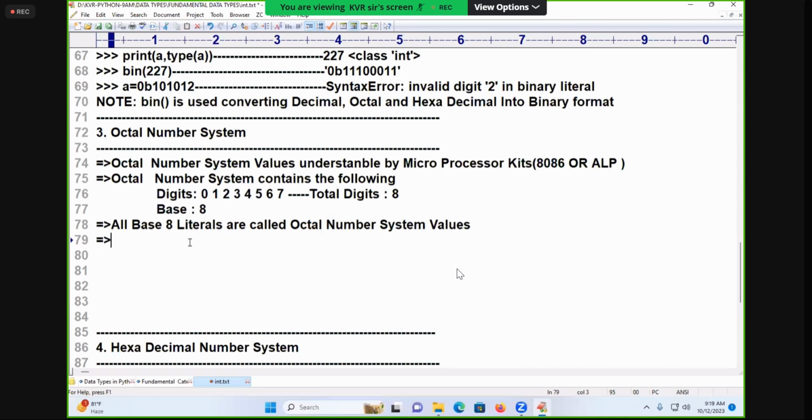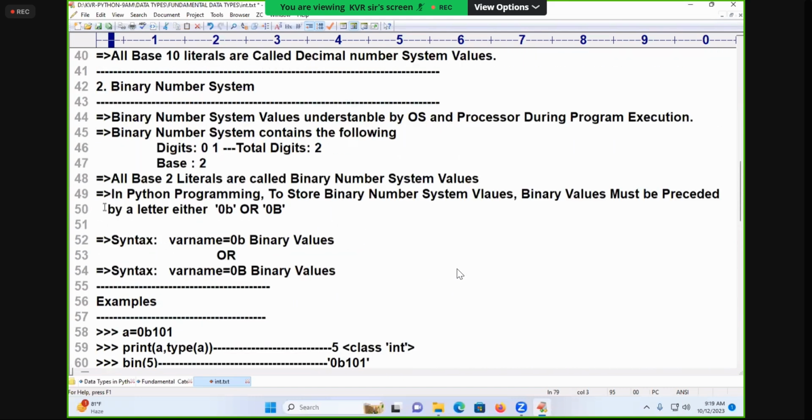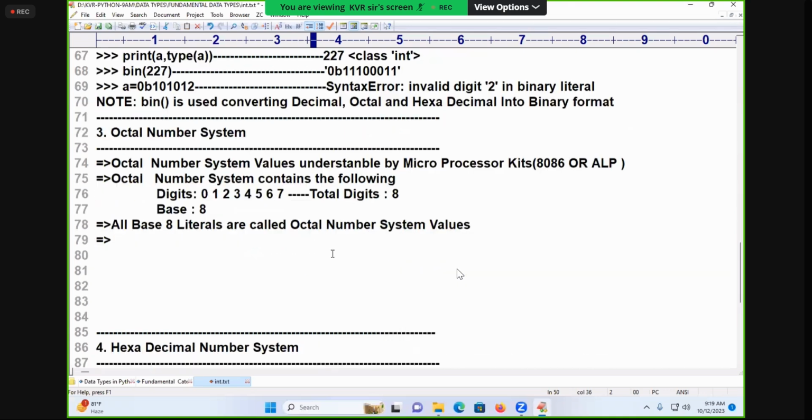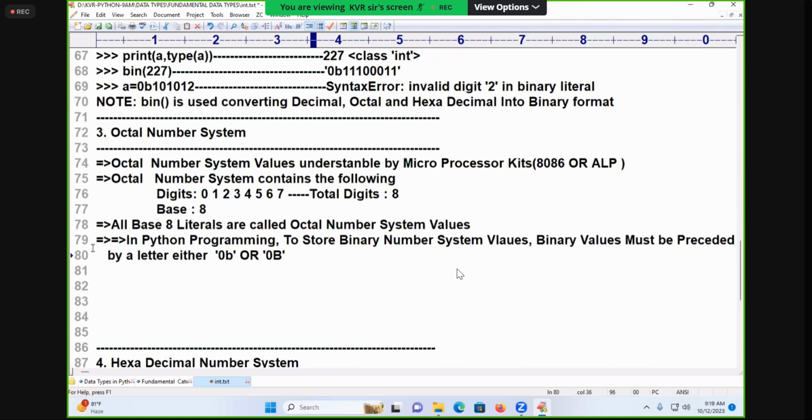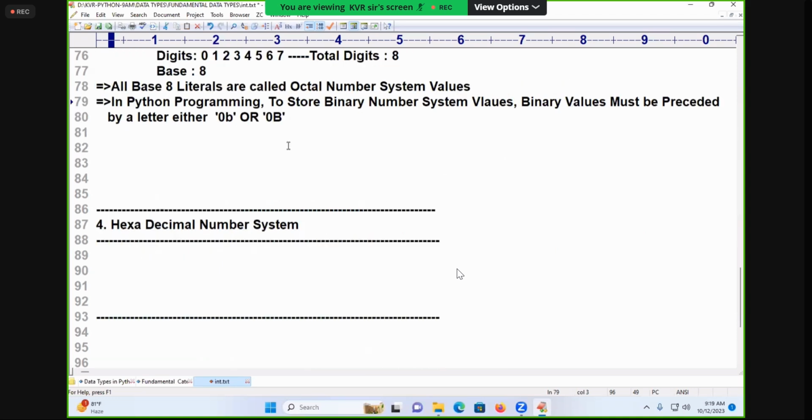So in Python programming, to store octal values, octal values must be preceded by either the letter 0o or the letter 0 capital O. Be careful. See the difference between 0 and O, and see the difference between these two things. I hope you are following, guys.